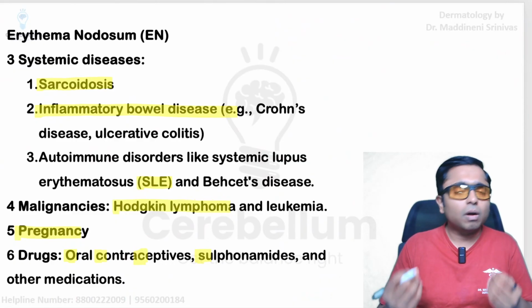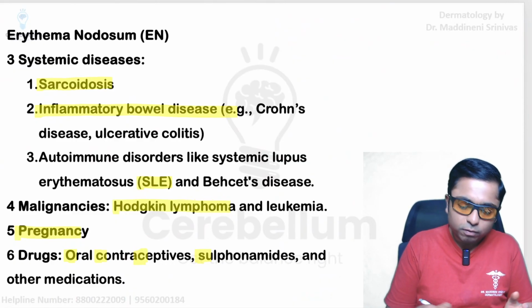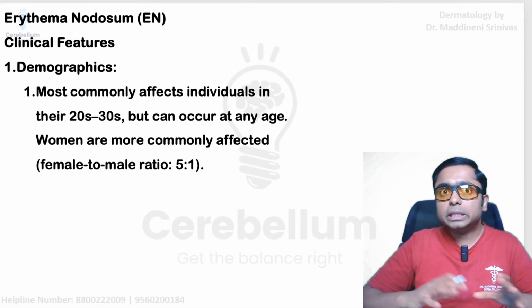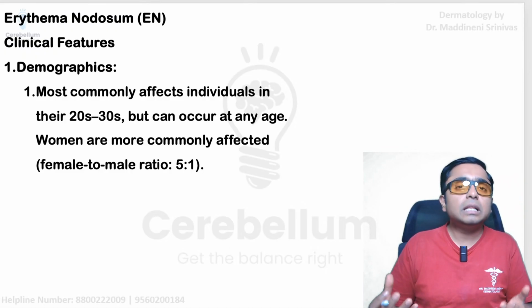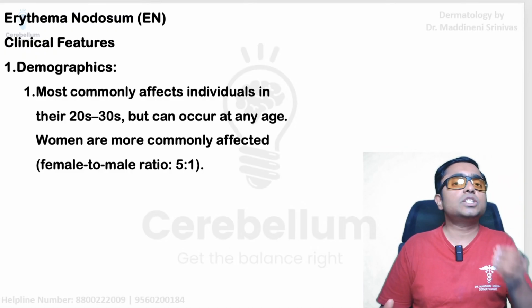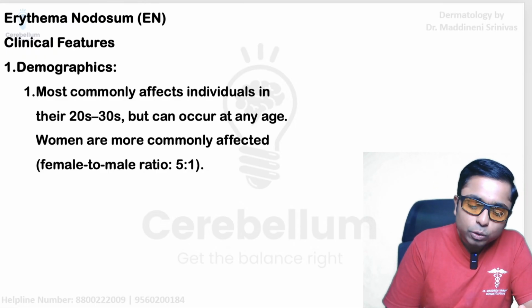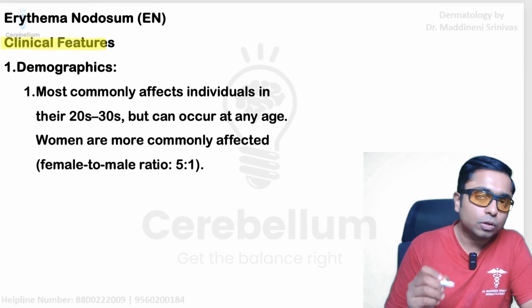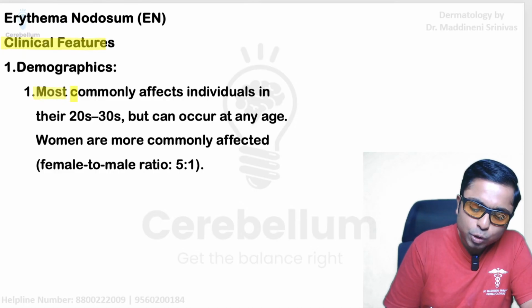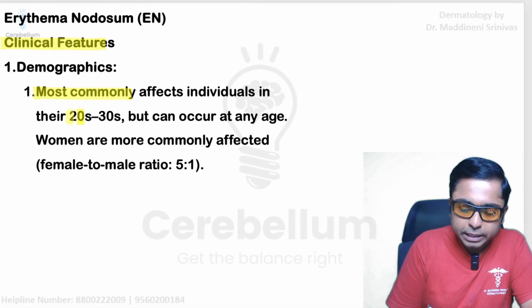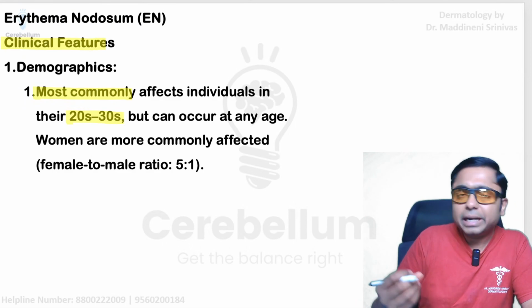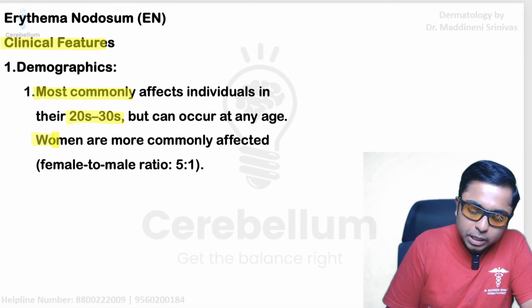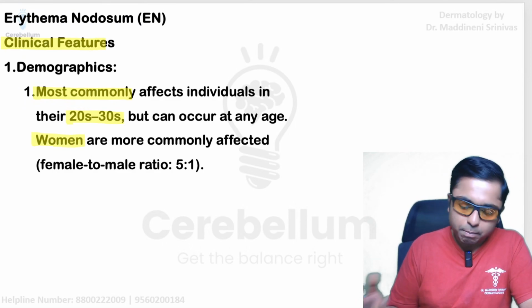So you are already preparing for your final prof, so you might be coming across all these diseases, and you might have heard that erythema nodosum is one of the manifestations of those conditions. Now coming to the clinical features of erythema nodosum. It is most commonly seen among individuals in their 20s and 30s, but it can occur at any age. And women are more commonly affected when compared to men.